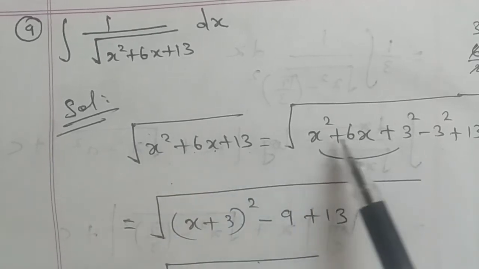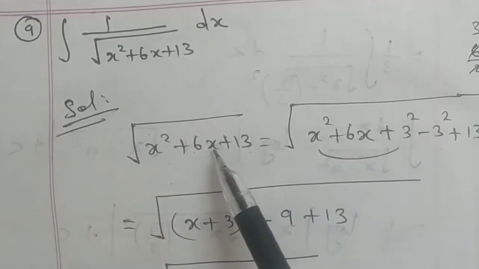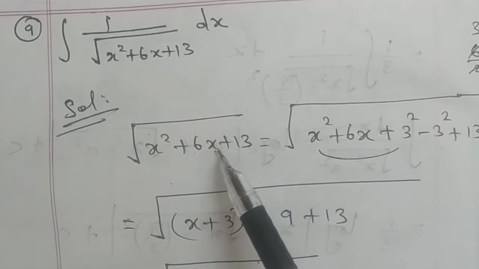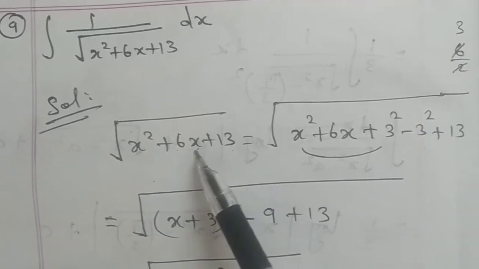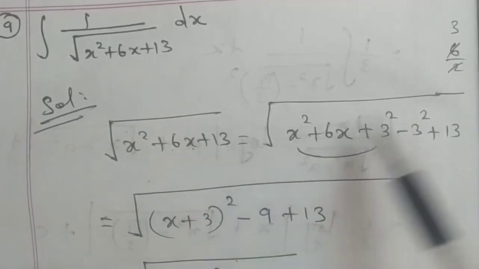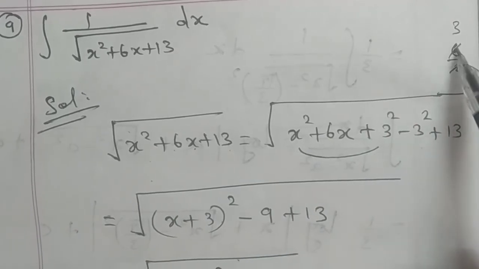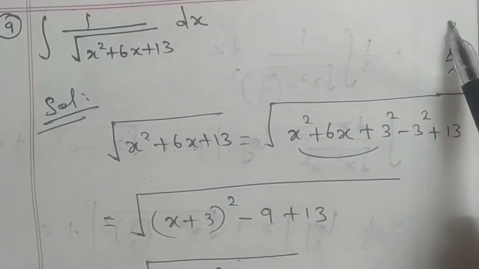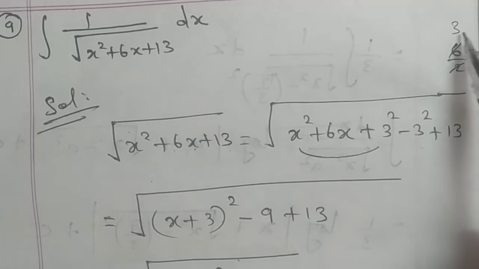So x square plus 6x. What is the coefficient of x here? The coefficient of x is 6. So 6 is divided by 2. 6 divided by 2 gives the value 3. So 3 square.